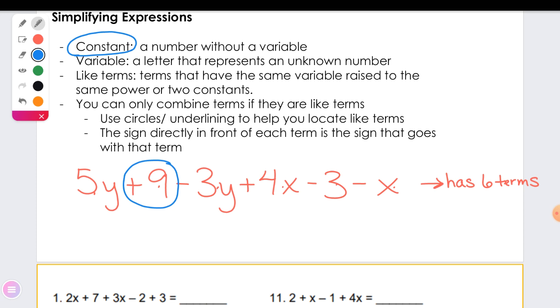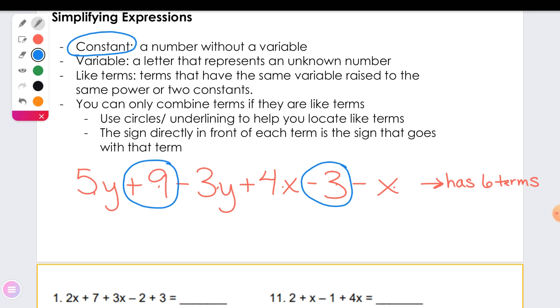Who sees another constant? Jack? Be careful. The minus. Yeah, negative 3, or we could call it negative 3. Okay, or negative 3 is the better way to look at it in 6th grade.